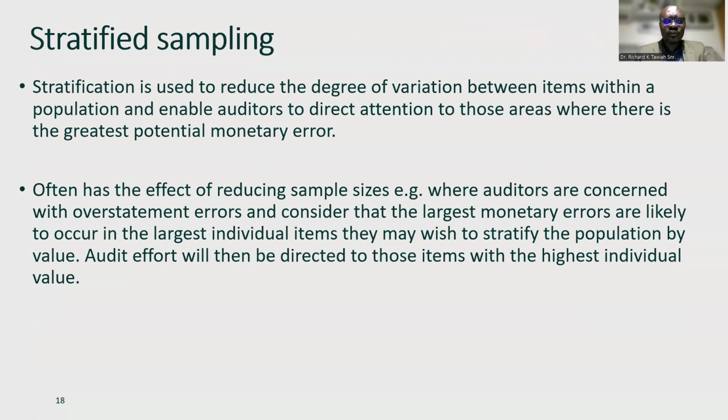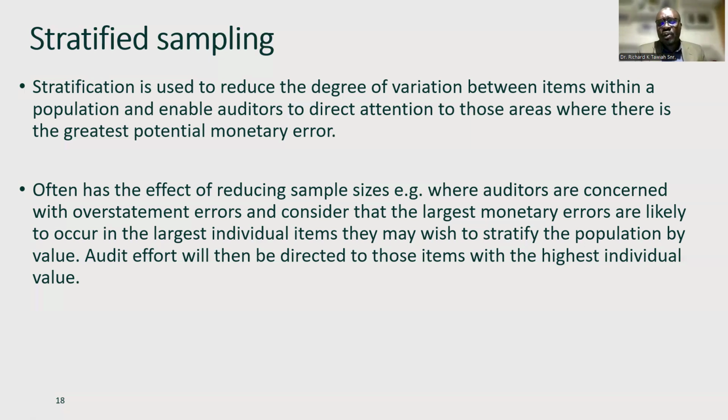What is stratified sampling, for example, where stratification is used to reduce the degree of variation between items within a population and enables auditors to direct attention to those areas where there is a greater potential monetary error. So when we talk of stratified, we use strata, from the word strata, characteristics. So you see that these particular transactions have particular characteristics. Stratified sampling, okay?